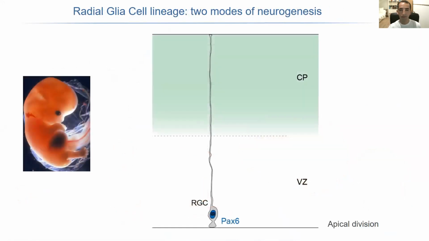Now, the embryonic development of the cerebral cortex starts with the progenitor cells that we call radial glia cells. These are the primary progenitor cells, and they are localized in the ventricular zone. They have their cell body there, they express PAX6, and they extend these very thin processes to the surface of the cortex. Now, radial glia cells are the major source of neurons in the cerebral cortex, and they produce these neurons in two different ways.